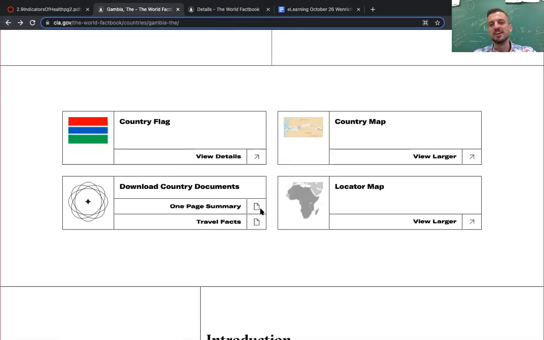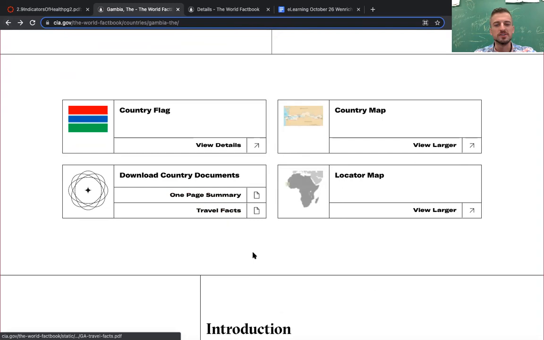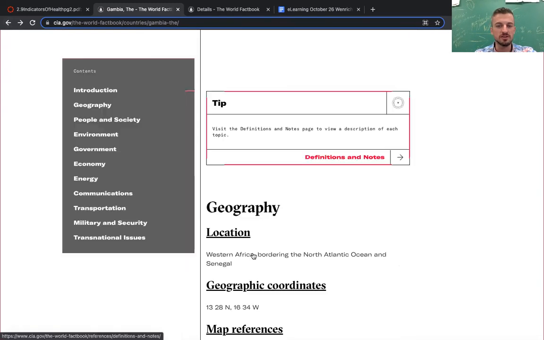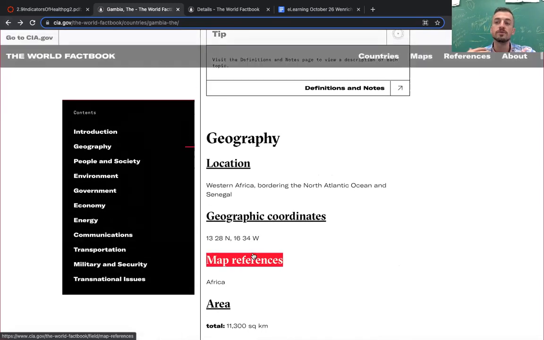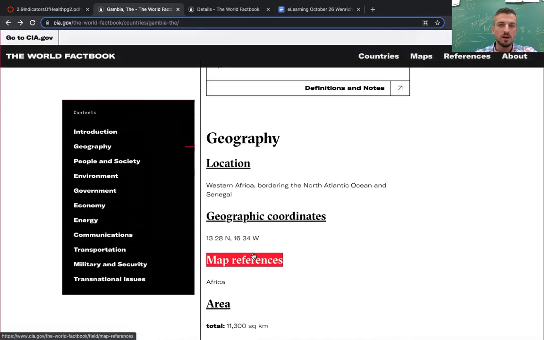Okay. And then you can get a one-page summary of the country. All right, I'll stop nerding out. Just explain the darn assignment, Mr. Wenrich. Okay, so when you have chosen your country, don't do the Gambia.